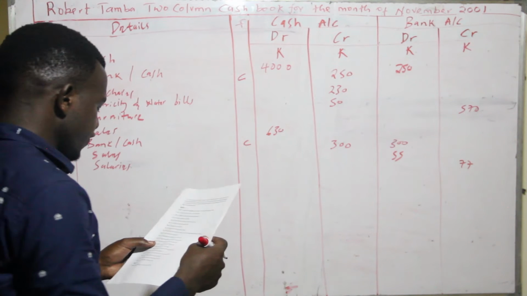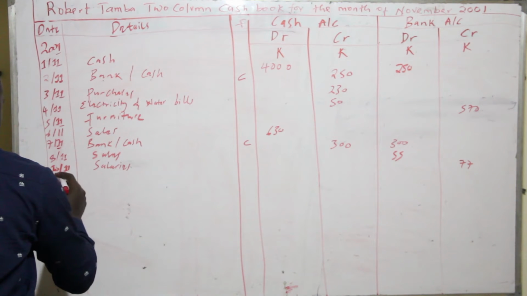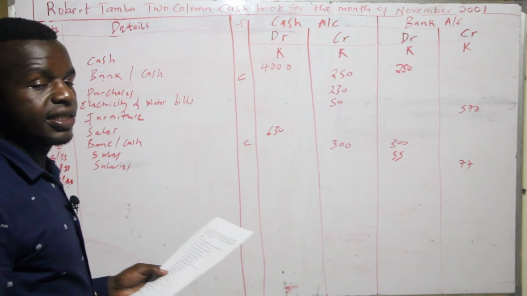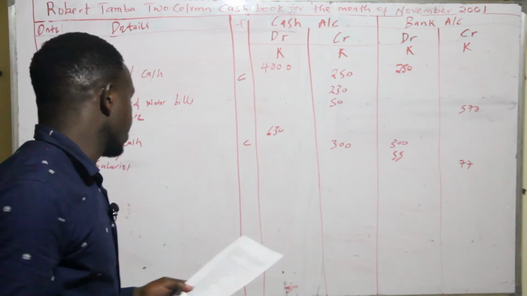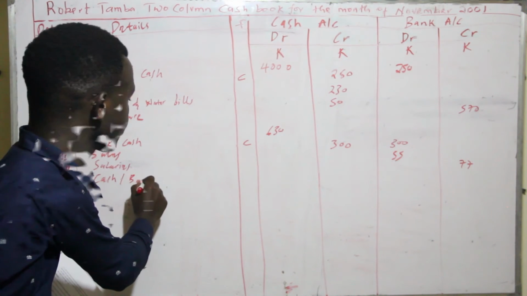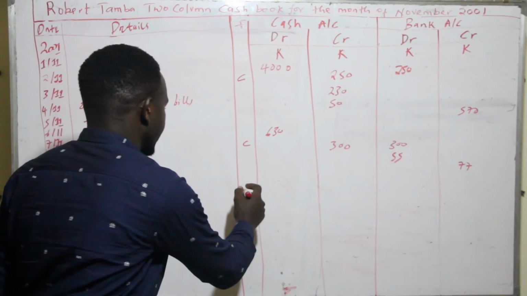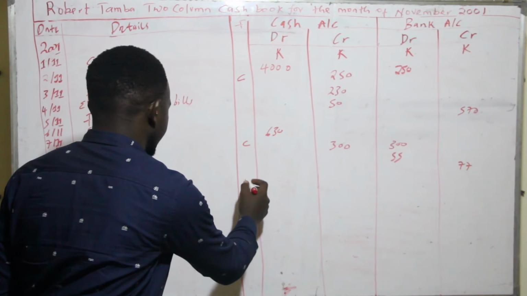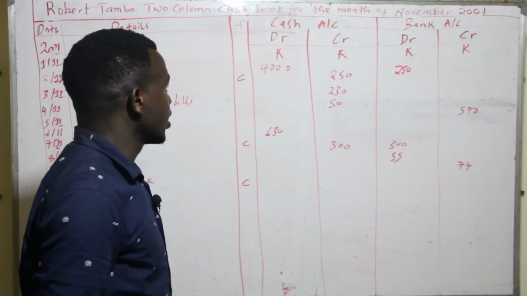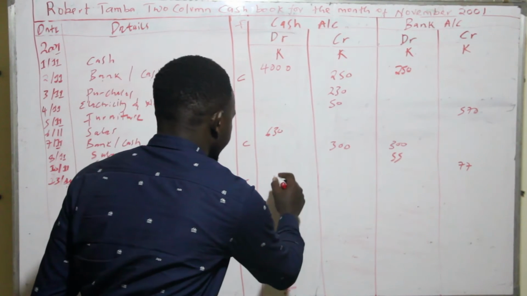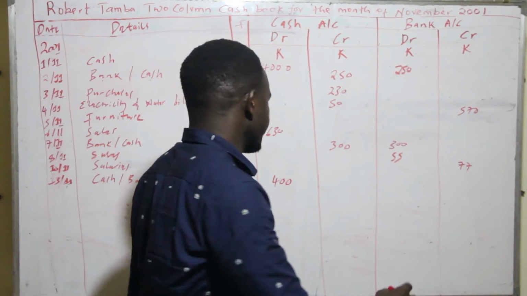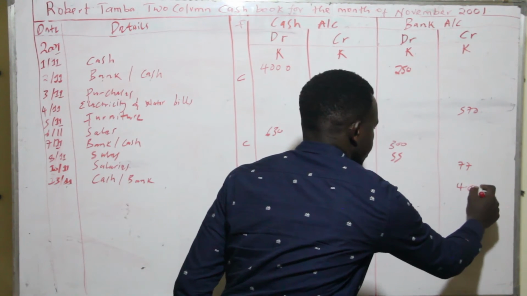So for this one, we'll say 13th of November. Since we are debiting the cash account, we're going to start with cash. So we'll say cash stroke bank. And in our folio there, we're going to put our symbol of contra entry, which is C. So we're going to debit our cash account by 400, and we're going to credit our bank account by 400.